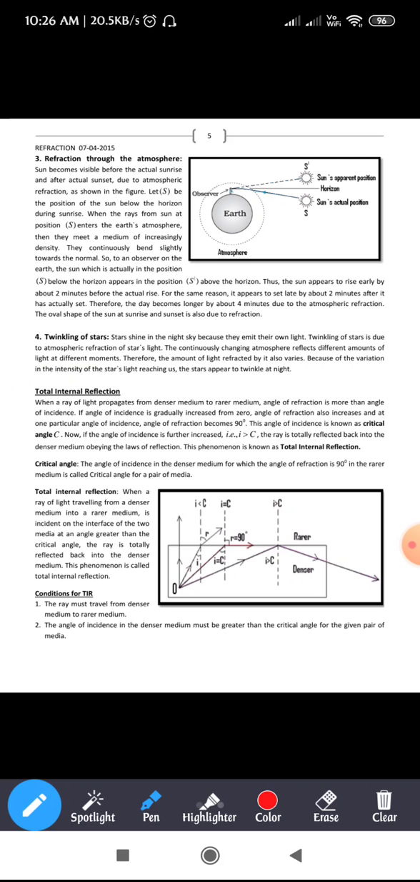But actually, the star doesn't twinkle. It is due to the star's light passing through the atmosphere. It is due to atmospheric refraction that it appears to be twinkling. So this is regarding the refraction through the atmosphere, that is, the apparent sunset and sunrise, and the twinkling of stars. Just go through it. In case you have any doubts, you can ask.